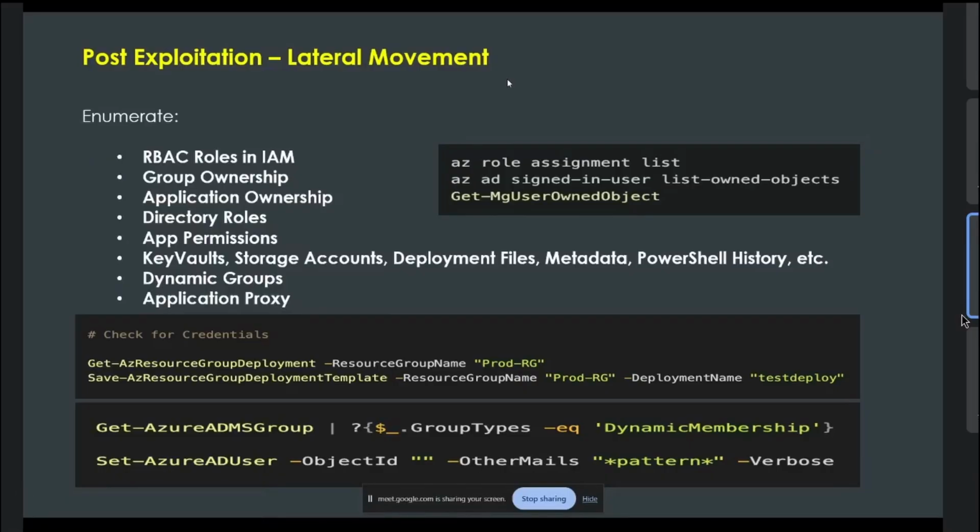See if I am an owner of a group. If you see on the right side of this screenshot, az ad signed-in-user list-owned-objects will list all the objects for which I am the owner. Say there is a group called Key Vault Admin Users. This is an AD group created in Entra ID, and the users who are added to this particular group, the Key Vault admin users, can access Key Vault.